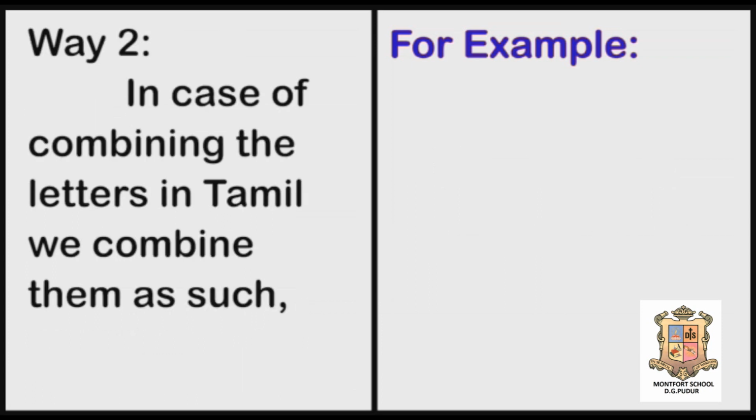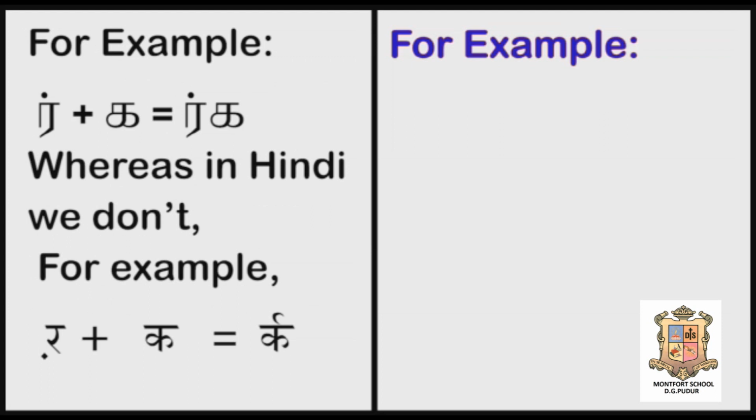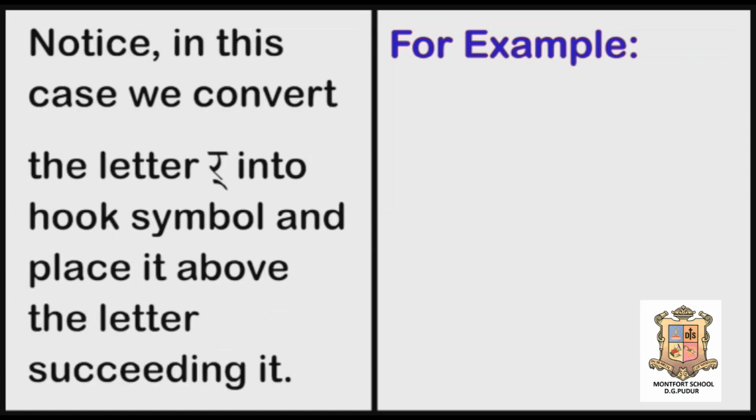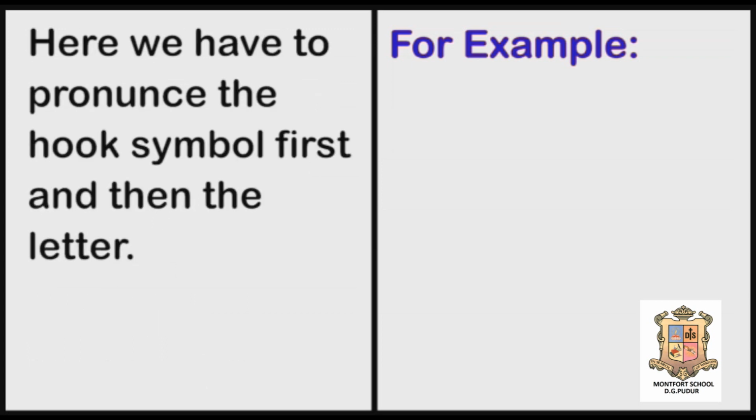Way 2. In case of combining the letters in Tamil, we combine them as such. For example, ir plus ka as irka, whereas in Hindi we don't. For example, ir plus ka irka. Notice, in this case, we convert the letter Ra into a hook symbol and place it above the letter succeeding it. Here, we have to pronounce the hook symbol first and then the letter.